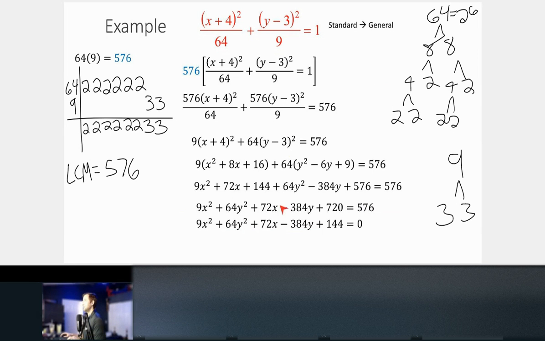So again, general form: x squared, then y squared, then your x term, then your y term, then your constant, and then it must equal 0. So this is just going in reverse of what we've been doing at the start of today's lesson. All right, everyone follow?